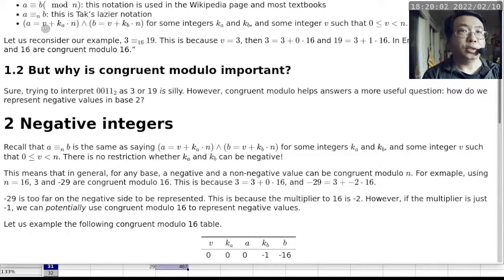These two are basically coefficients. If you want to call A and B congruent modulo n, then you have to meet these requirements. You have to find Ka and Kb, and they have to be integers. Then you have to find V that is common to both of these expressions, and V has a constraint of being greater than or equal to 0 but less than n. So Ka and Kb need to exist in order to call A and B congruent modulo n.